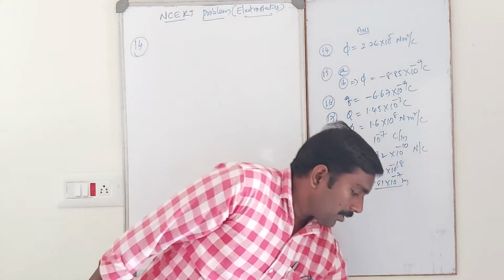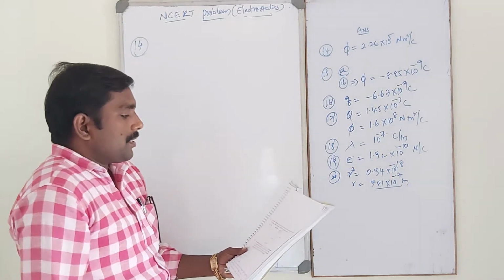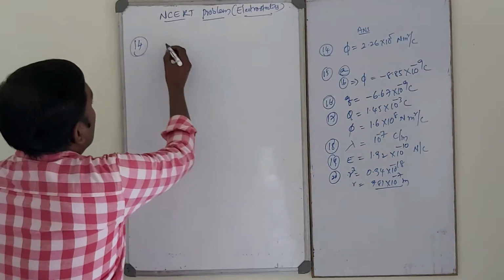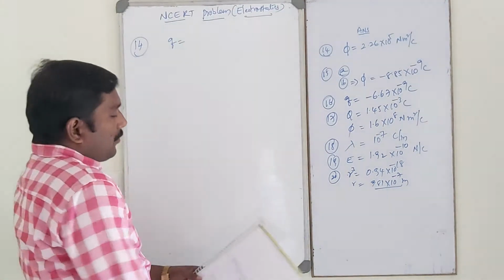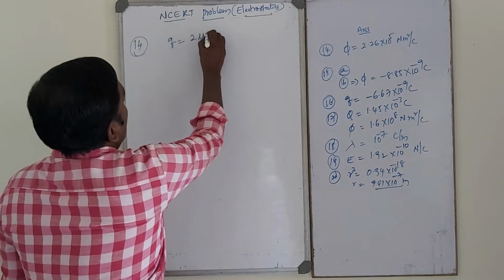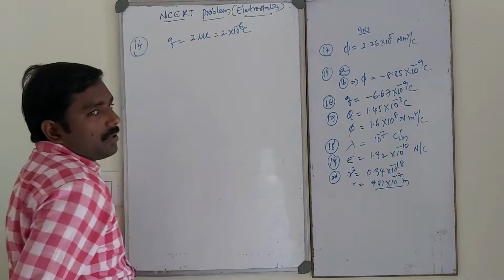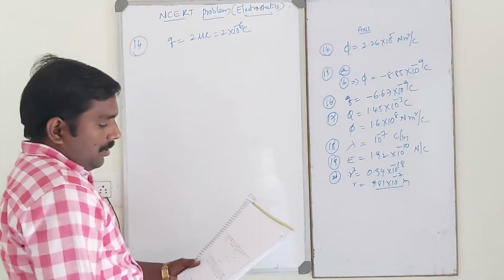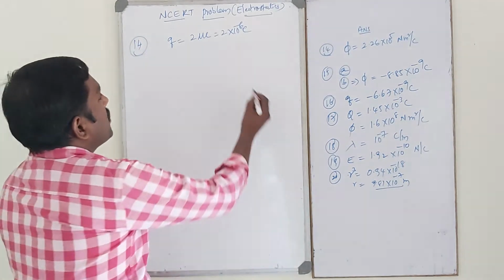Okay, now let us start. A point charge of 2 microcoulomb, that is 2 into 10 power minus 6 coulomb. Micro means 10 power minus 6 coulomb. It is at the center of a cubic Gaussian surface 9 centimeter on its edge.